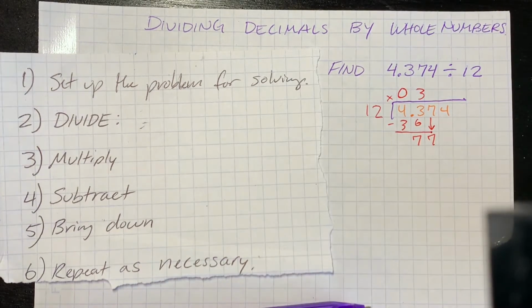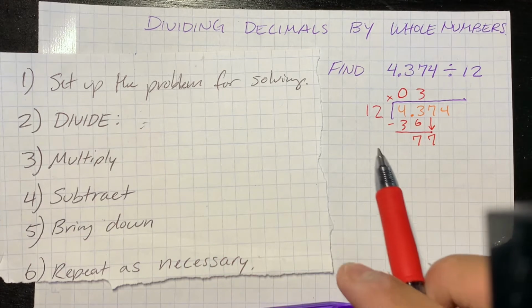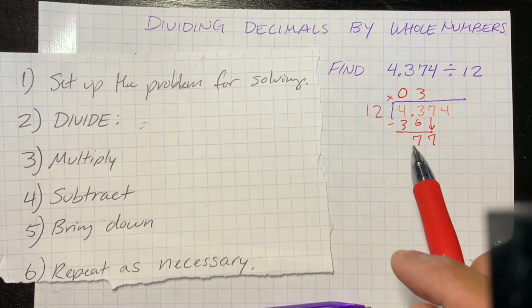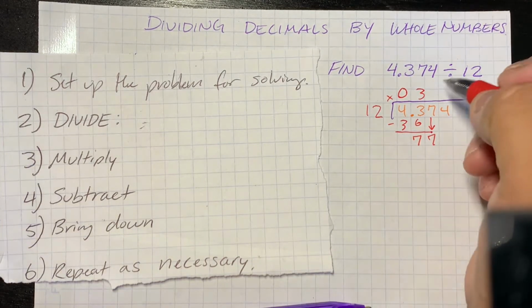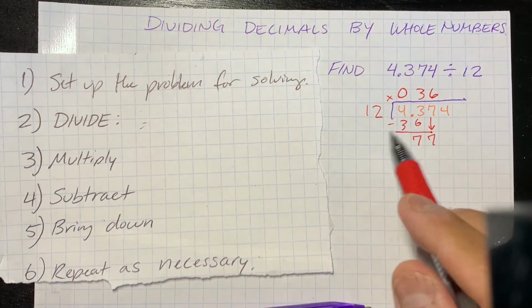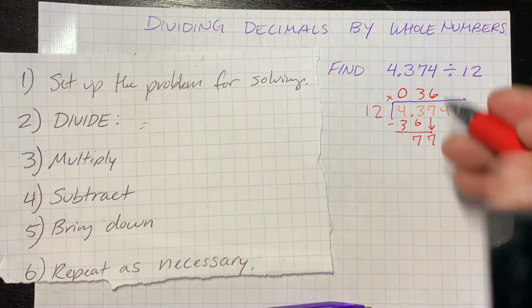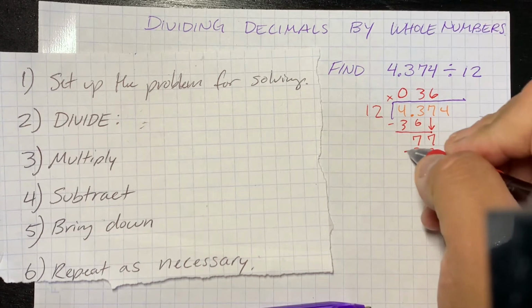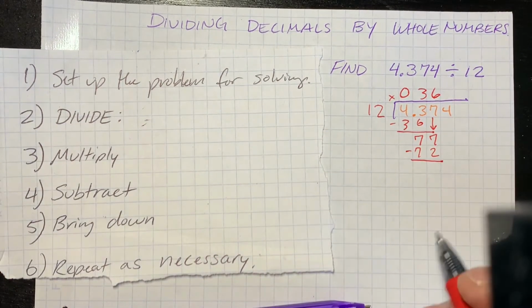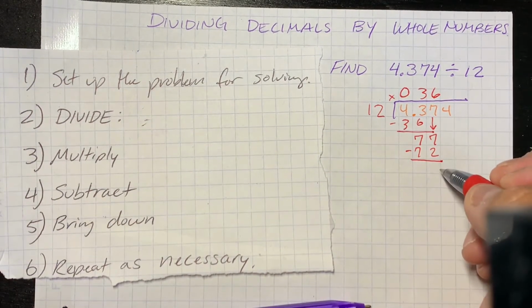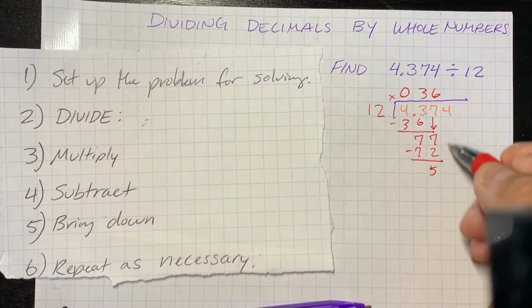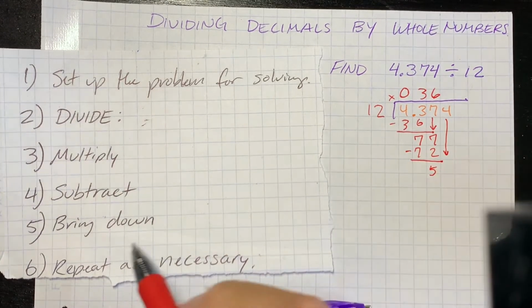Now, how many times can 12 fit into 77? Well, 12 can divide into 77 about 6 times. 12 times 6 is going to be 72. Now, 77 take away 72 is going to be 5. Bring down your 4.